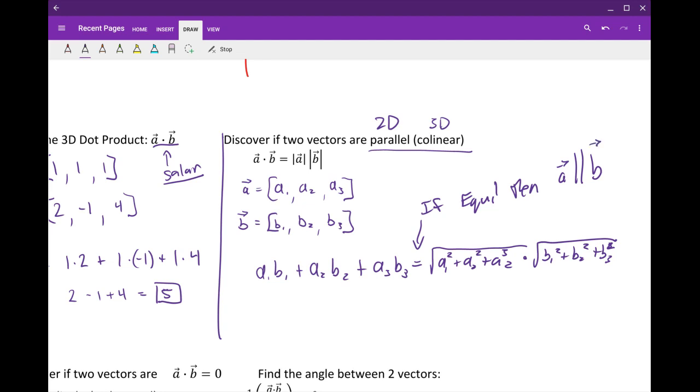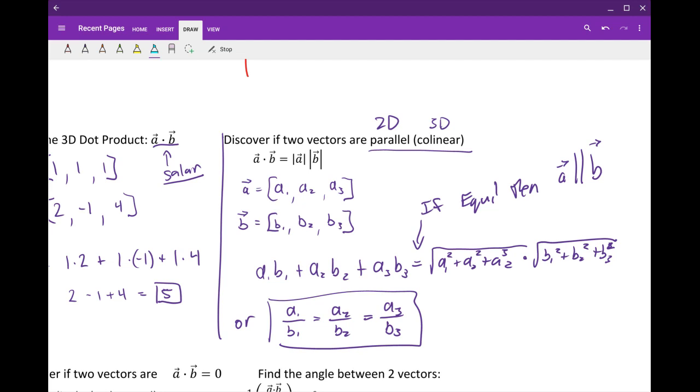Another, actually easier way of doing this is if A1 over B1 equals A2 over B2, and it also equals A3 over B3, then that's another way of determining if two things are parallel. So you've got this, or you've got this. I personally always use this lower one because it's really easy.